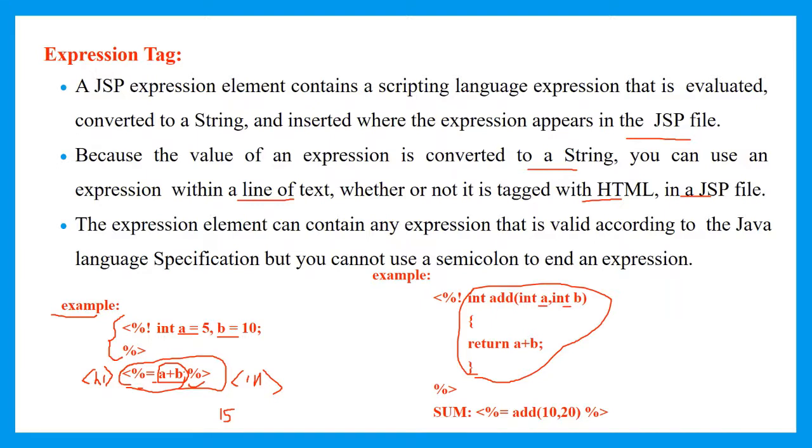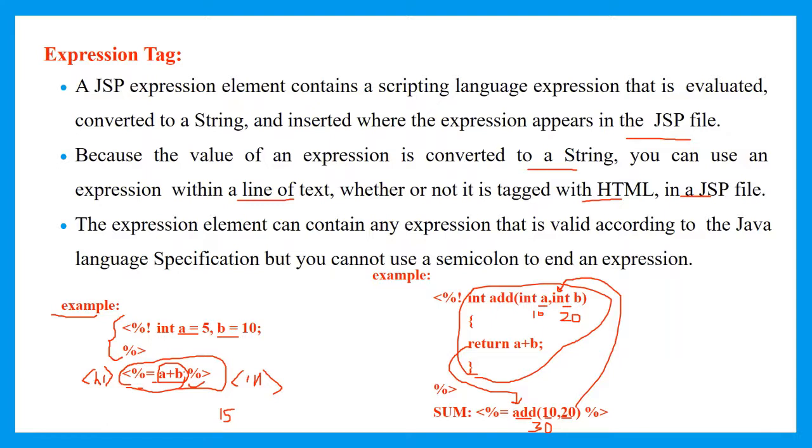I will call the function add. I will pass the two values 10 and 20. From here it will move to the definition. The value of a is 10, the value of b is 20. So it is going to return the value a plus b. So we will get a result of 30. This is another way of making use of an expression tag. Using the expression tag, I can call a function or I can evaluate an expression directly.